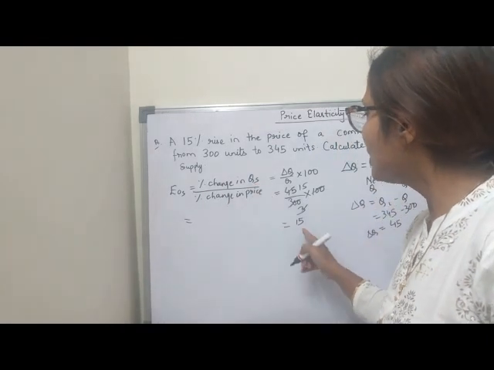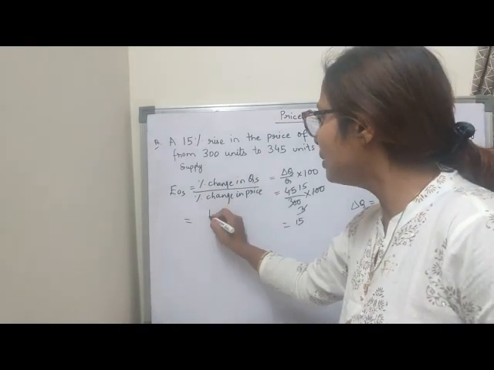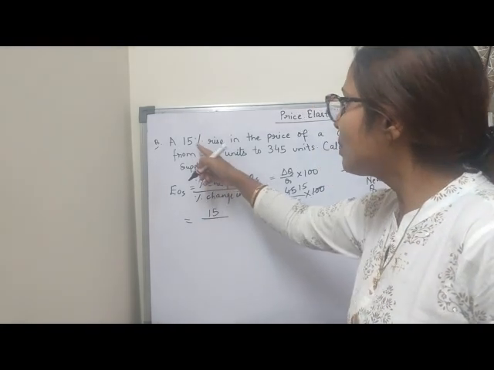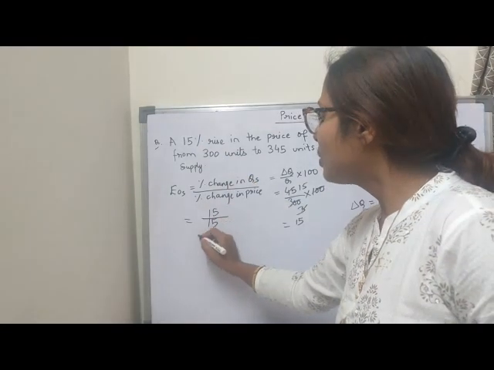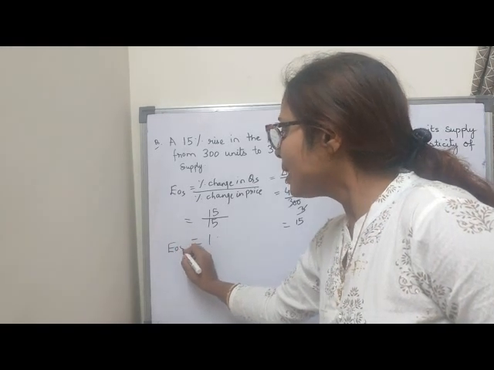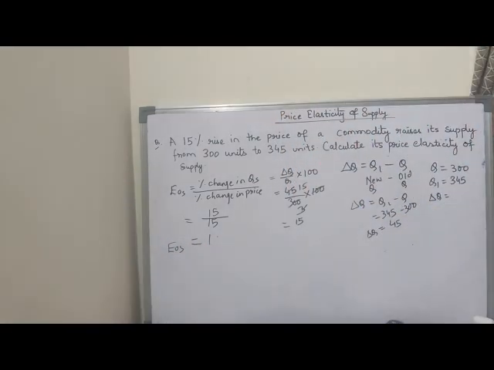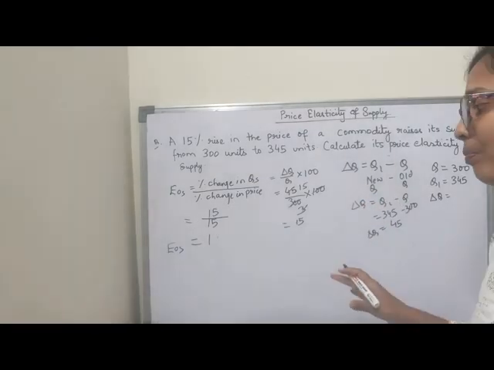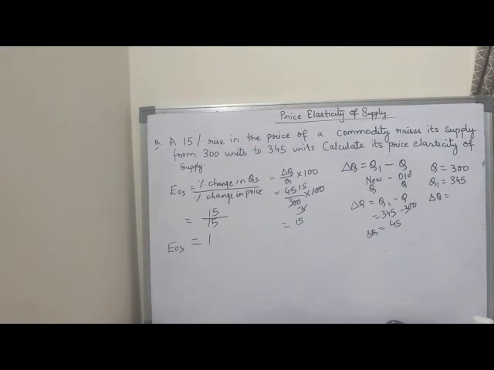Percentage change in quantity supplied is how much? It is 15. And percentage change in price is how much? 15. So that means it is 1. So we can say that elasticity of supply is equal to 1. That means price change is equal to the quantity change. Clear, children? So we can say that price elasticity is unitary. So note it down, please.